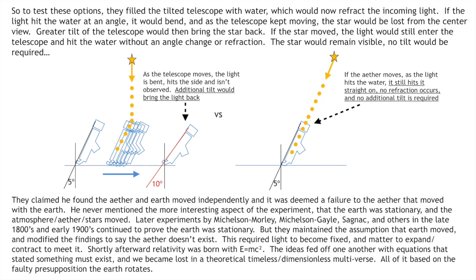And this required light to become fixed and matter to expand and contract to meet it, and shortly afterward relativity was born after a Lorentz contraction with an E equals mc squared equation that everyone is so fond of. These ideas then fed off one another with equations that stated something must exist, and therefore it did exist shortly thereafter, and we became lost in a theoretical, timeless, dimensionless multiverse. All of it based on the faulty assumption and presupposition that the Earth rotates.